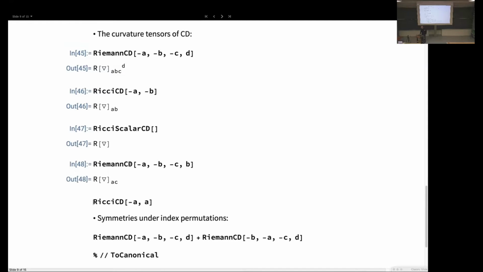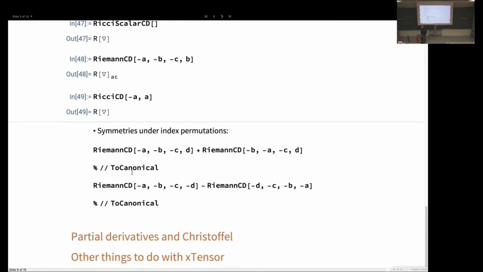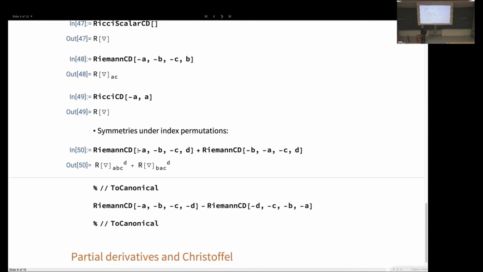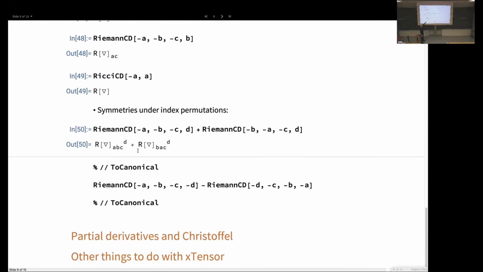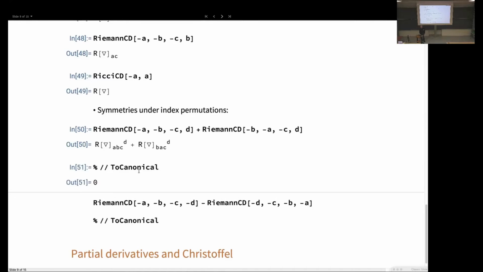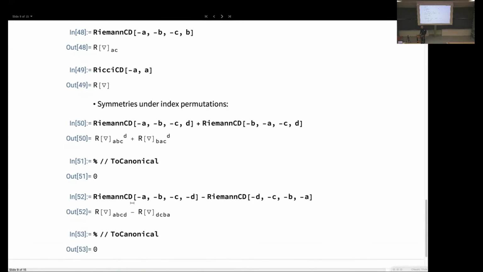So contractions of Riemann give Ricci, contractions of Ricci give the Ricci scalar. For example, that's an expression with two Riemanns. I do ToCanonical, and it knows that it's 0 by symmetry. And again, you can have much more complicated expressions, and it will know that this is 0.